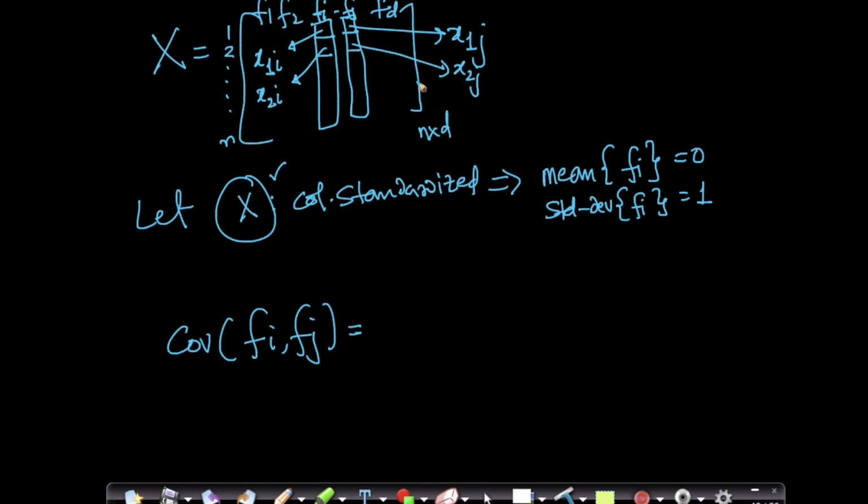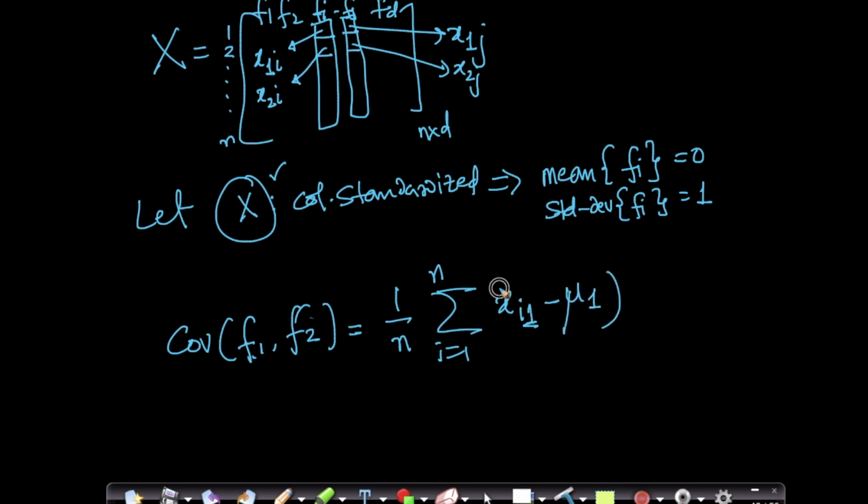Covariance of Fi and Fj is nothing but 1 by n summation over 1 to n. Let me call it F1, F2 just for simplicity. Let's assume I want to find the covariance between F1 and F2. Let me erase this so as to make it simpler. Covariance of F1, F2 is nothing but xi1 minus mu1. I'll define what mu1 is, just bear with me.